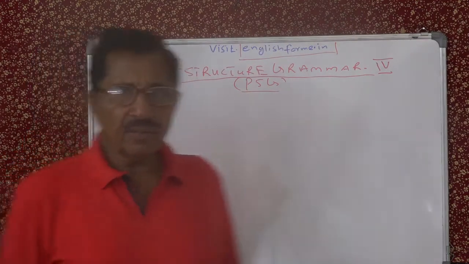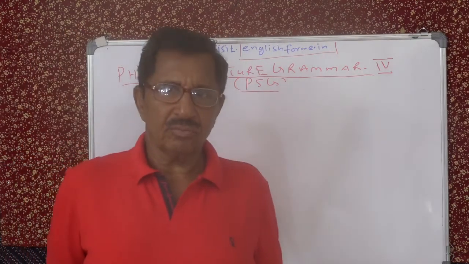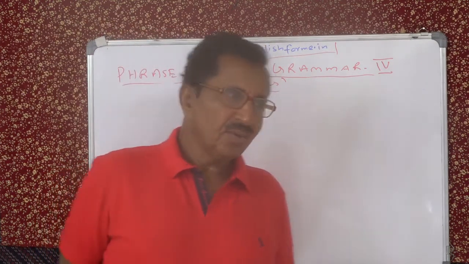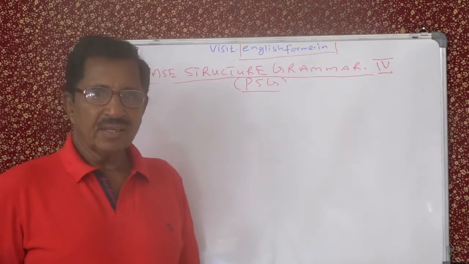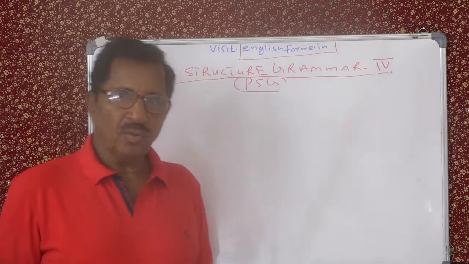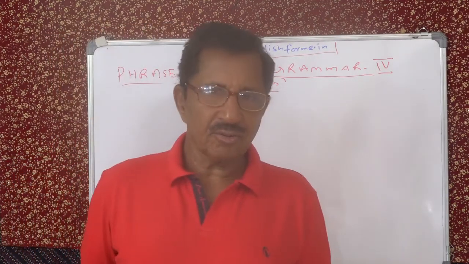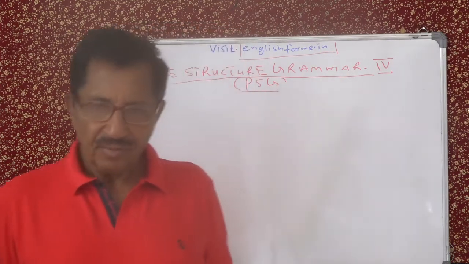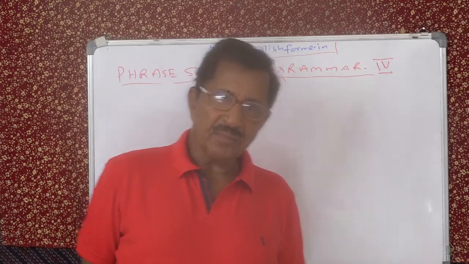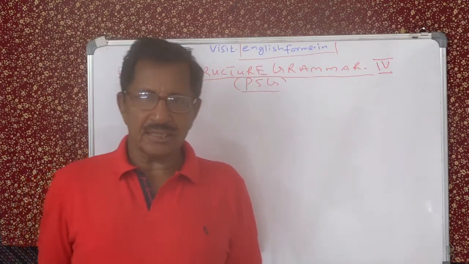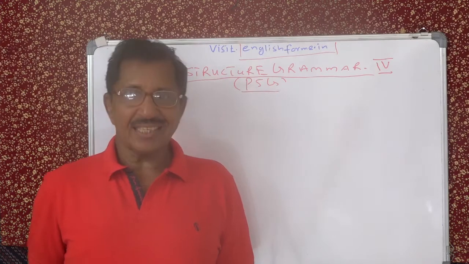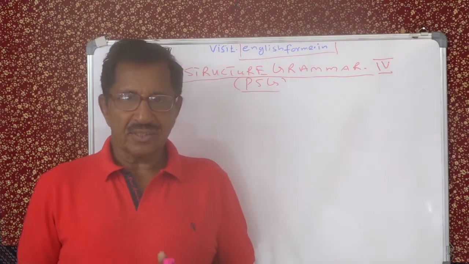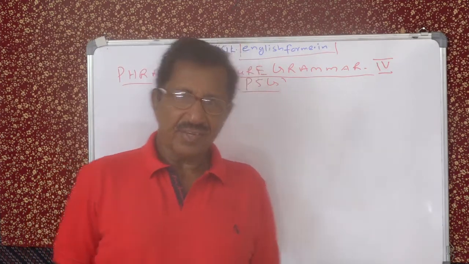Any example you want now? Any more examples? Is that clear to you? That's the point. I think it's clear to you. Fine? Very good. So we have come up to this. Now, in the next class, we will see what are the limitations of PSG. With that, PSG will come to an end. We will come to an end as far as PSG is concerned, and then we will take up transformational generative grammar in the next class. Right? Till then, bye.